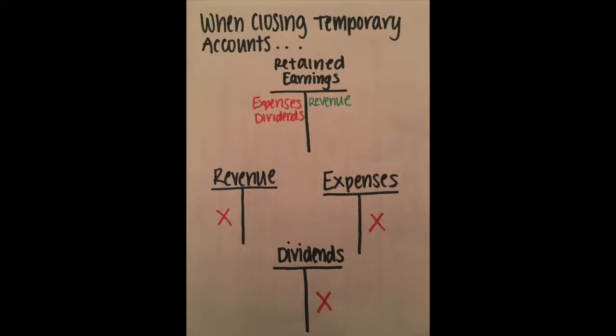What? What is a temporary account? Temporary accounts are revenue, expenses, and dividends. All of these accounts fall under retained earnings and are closed out at the end of the accounting year. Expenses and dividend accounts are individually credited, and the retained earnings account is debited with their balance. The revenue account is also debited, and the retained earnings account is credited with that balance.